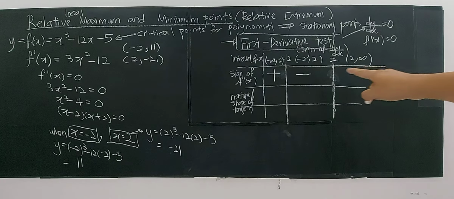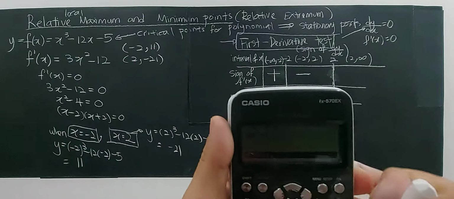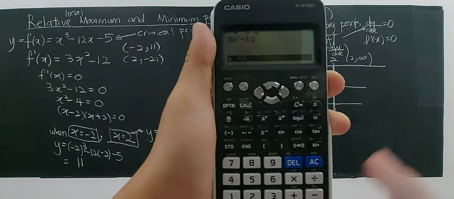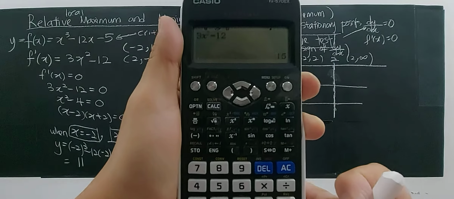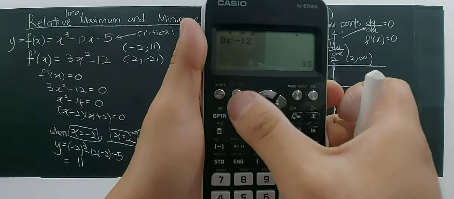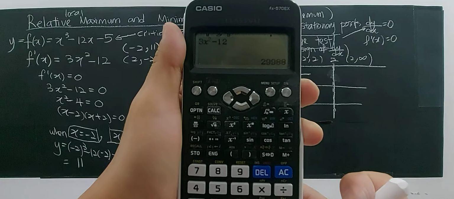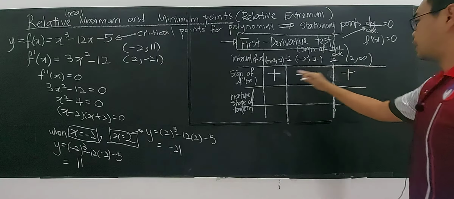How about after 2? We calculate for a number after 2: 3, 4, 5, 6, anything; 2.1 also works, so we choose 3. Calculating 3 gives a positive value. Even if you calculate for 100, it's still positive. So you have positive, negative, positive.